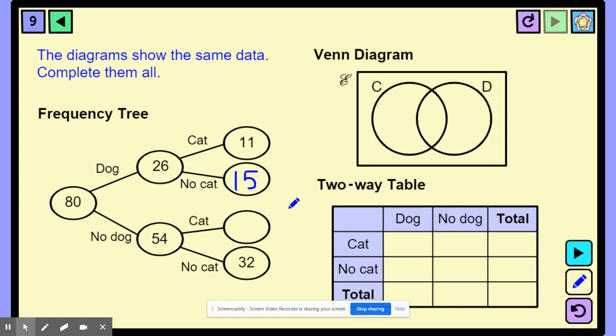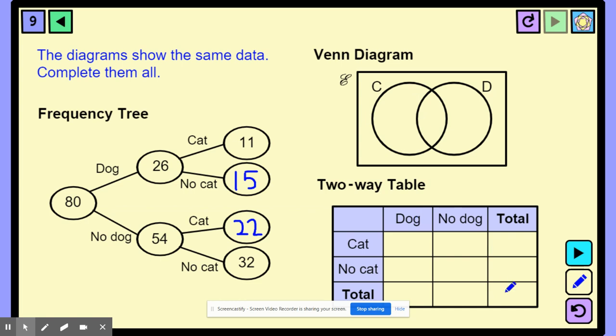Okay. And then if we go to the bottom section, out of the 80 people, 54 had no dog, 32 had no cat, and therefore my 54 take away my 32 tells me 22 of them, though, do have a cat. And I can go to either of these two diagrams next to fill it in.